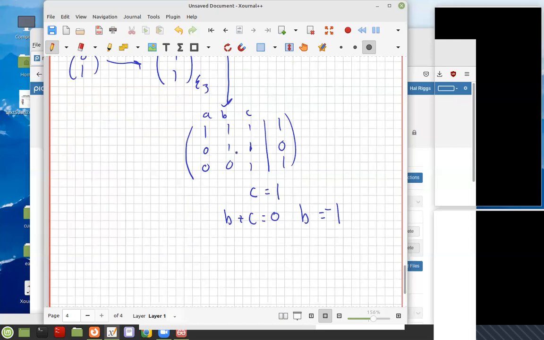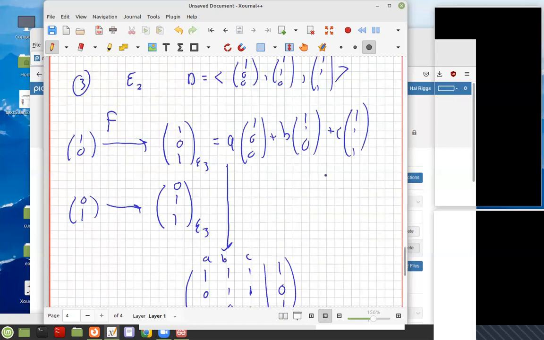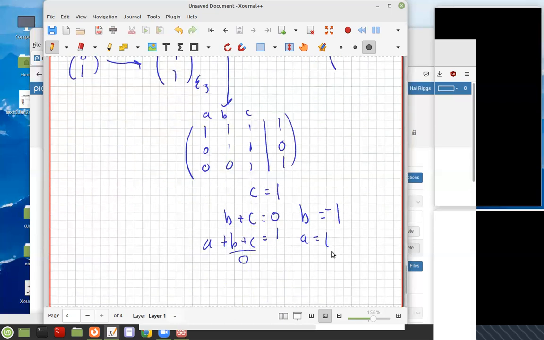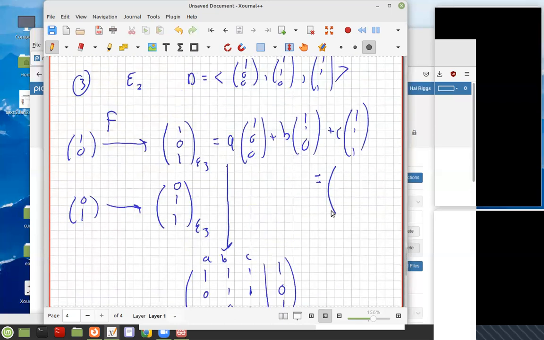And since B plus C is 0, the first equation, A plus B plus C equals 1, well, that's 0, so A equals 1. Okay, so this first vector equals (A, B, C) = (1, -1, 1) in basis D. Well, that's going to be the first column of our matrix, and we have to do the same thing for the other basis vector.